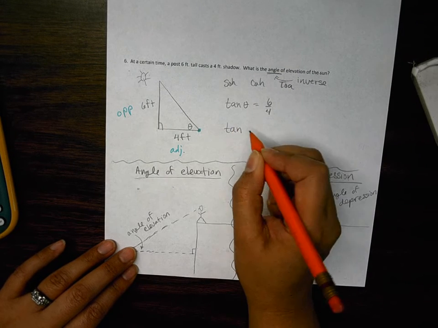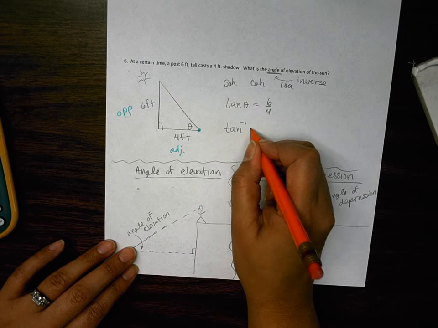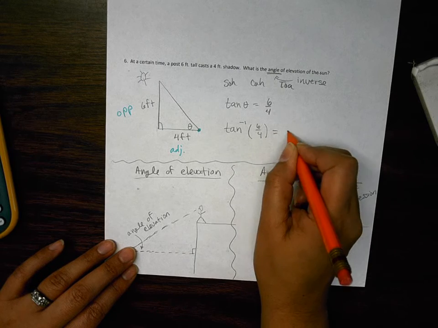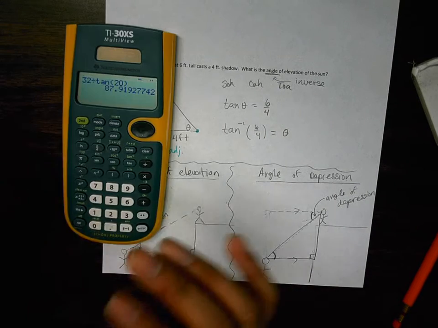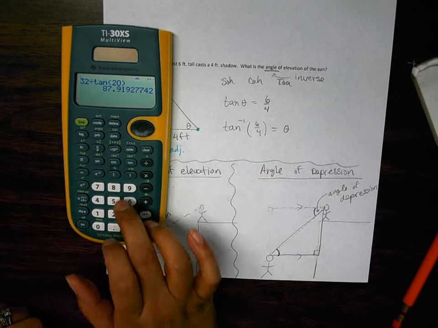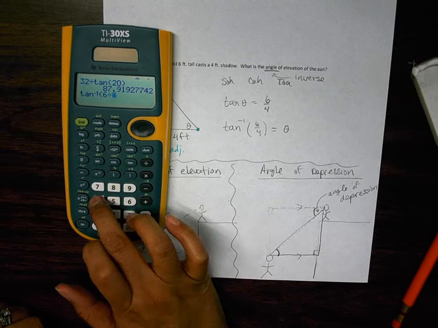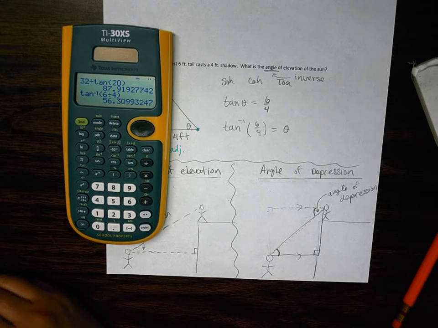Inverse. How do we write it down on our paper? Because you have to write it on your paper. Tangent to the -1, that's inverse tangent of 6/4, 6 divided by 4 equals theta. If you plug it in like that, it's going to reduce it and work it all out for you. Second tangent, 6 divided by 4 equals, and this is an angle, so we're going to round to the nearest whole number.